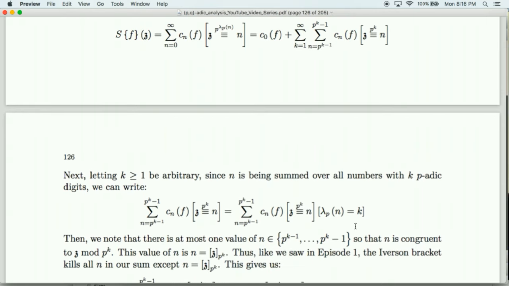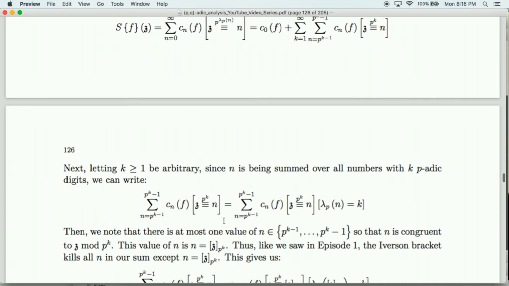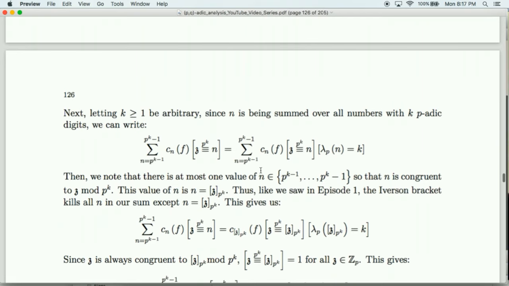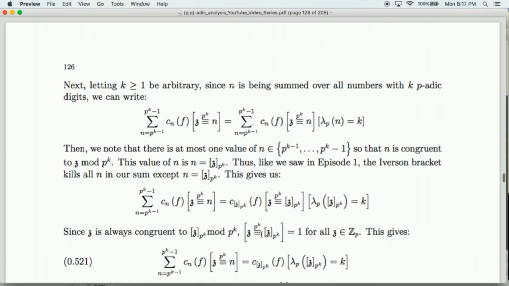Because now, here's the thing we have to observe. There's going to be at most one value of n in this range which is congruent to z mod p^k, and that value is precisely z mod p^k bracket. Thus, like we saw in episode 1, this Iverson bracket is going to kill all n in our sum except n equals z mod p^k. So I can delete all of those n and instead replace n with z mod p^k.